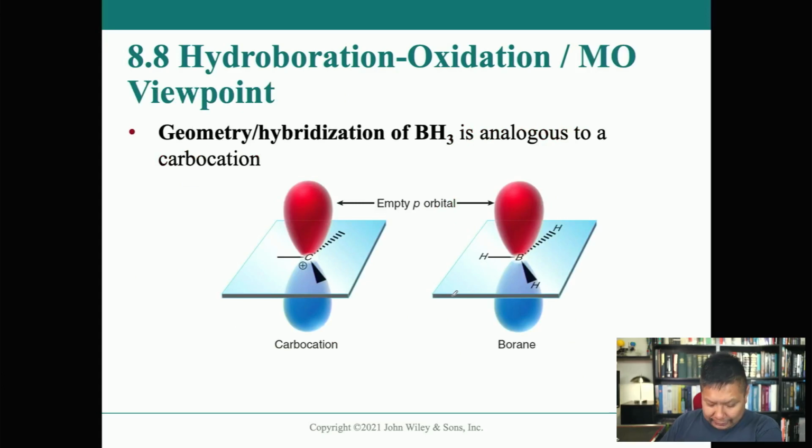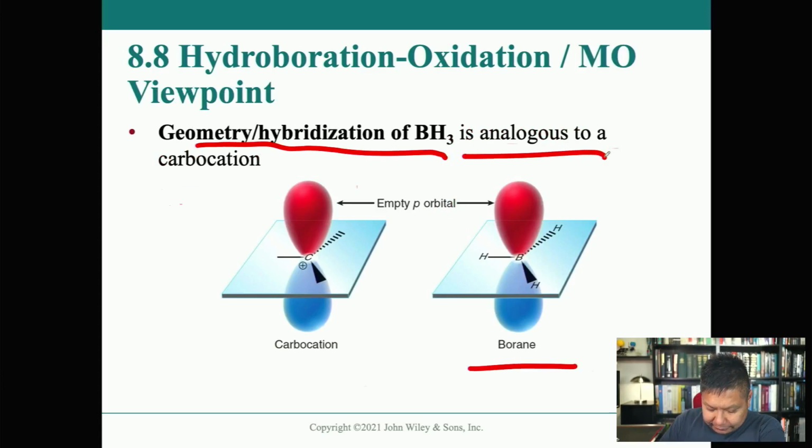So the geometry and hybridization of boron trihydride, or borane, is actually analogous to the carbocation. So we have here a tertiary carbocation, and here is boron trihydride, and the p orbitals line up almost exactly the same. They're analogous to each other. Cool stuff.